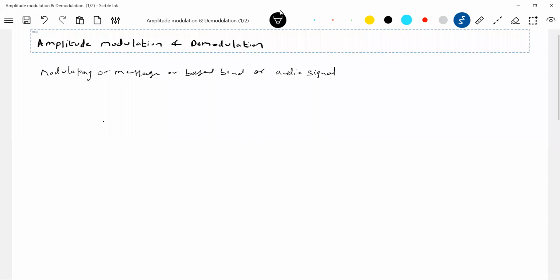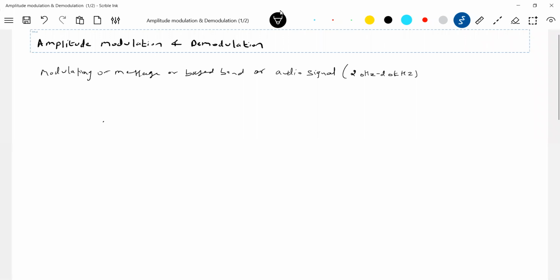So what is the frequency of this? It will be 20 hertz to 20 kilohertz. Oh, sorry, 20 hertz to 20 kilohertz is what? The modulating signal, baseband signal, message signal, or audio signal.